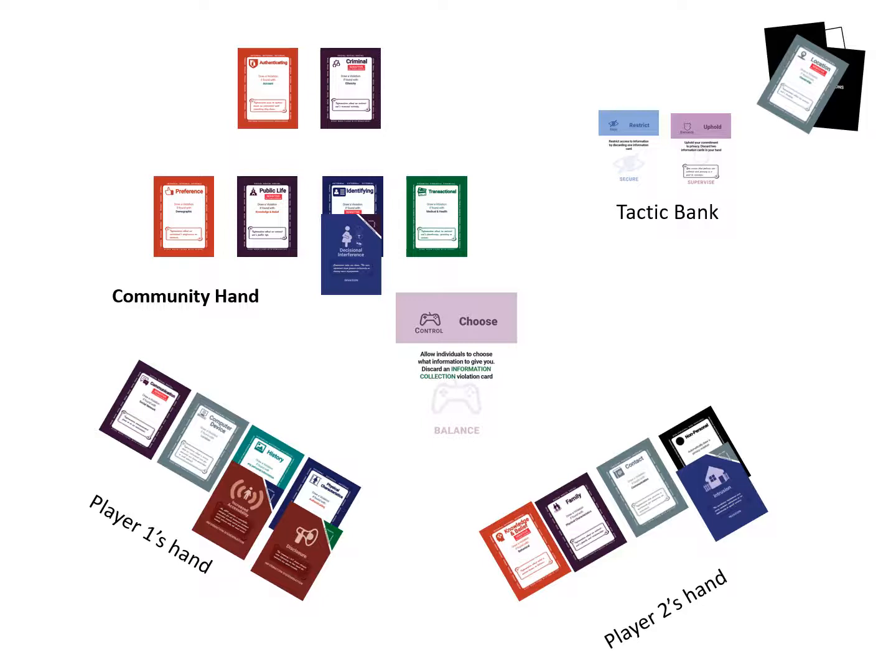The other card would allow them to remove one information card, but because the violation of community hand is based on sensitive information, and there are multiple sensitive information cards, they would not be able to remove enough to get rid of that violation.